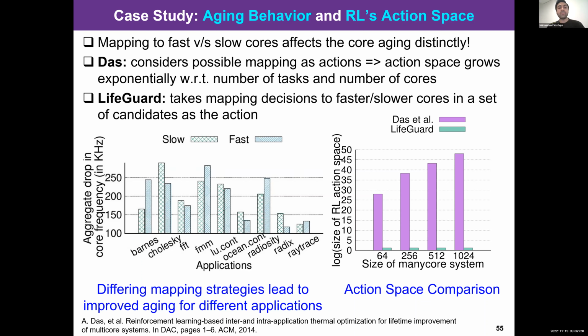On the contrary, Lifeguard maps this to the decision logic, exploiting application knowledge, which means that we are learning the policy based on the categorization of the application and not for every task or every number of cores. So in this particular case, you can see in the result that the action space of Lifeguard is extremely small compared to the other approach.